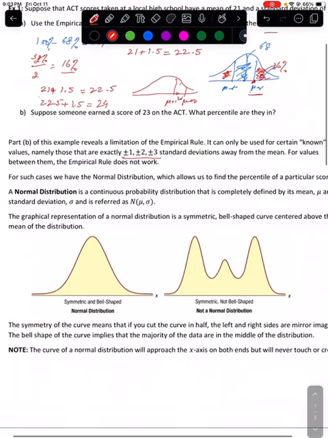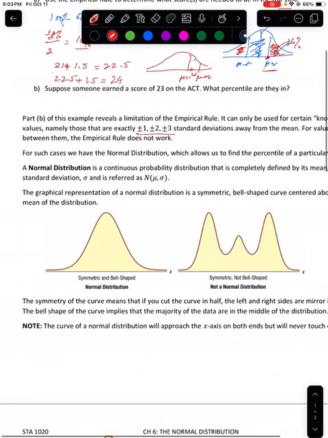So what is a normal distribution? We say a normal distribution is a continuous probability distribution. You have to remember this, because a question like this can come up in the exam, or you can have a fill-in-the-blank type of question. So a normal distribution is, first, continuous; second, a probability distribution that is completely defined by its mean and its standard deviation.